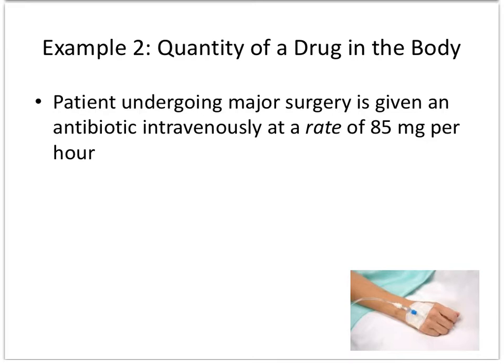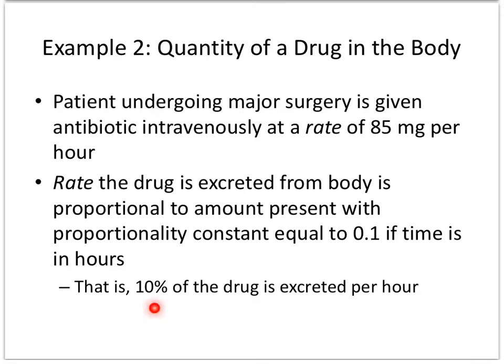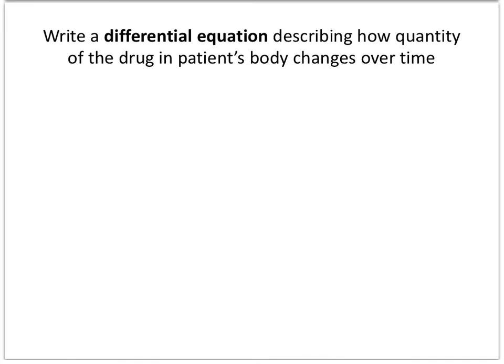Another example, a quantity of a drug in the body. A patient undergoing major surgery is given an antibiotic intravenously at a rate of 85 milligrams per hour. So that's going in. The rate the drug is excreted, going out, is proportional to the amount that's already present, with the proportionality constant equal to 0.1 if time is in hours. In other words, we're just saying 10% of the drug is excreted per hour. Write a differential equation describing how the quantity of the drug in the patient's body changes over time.